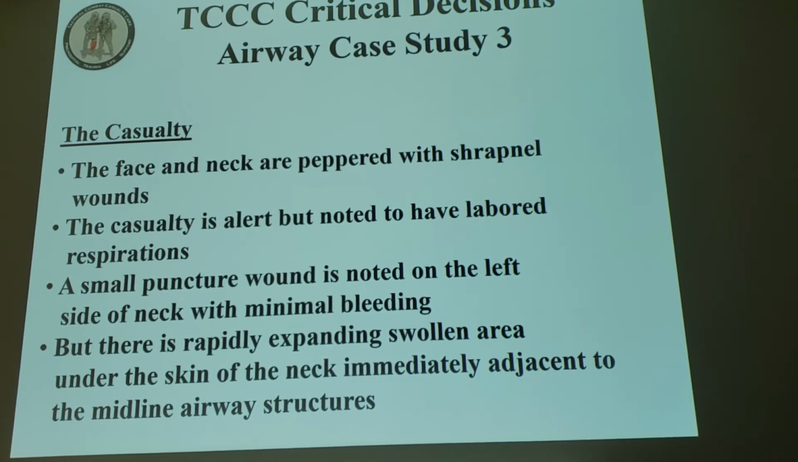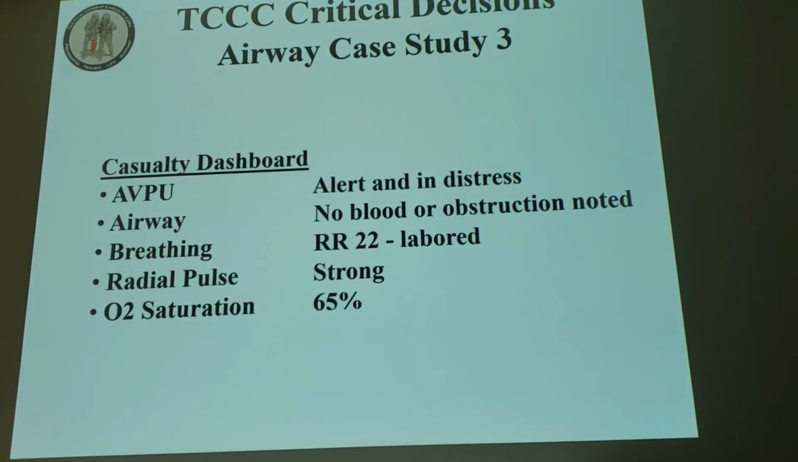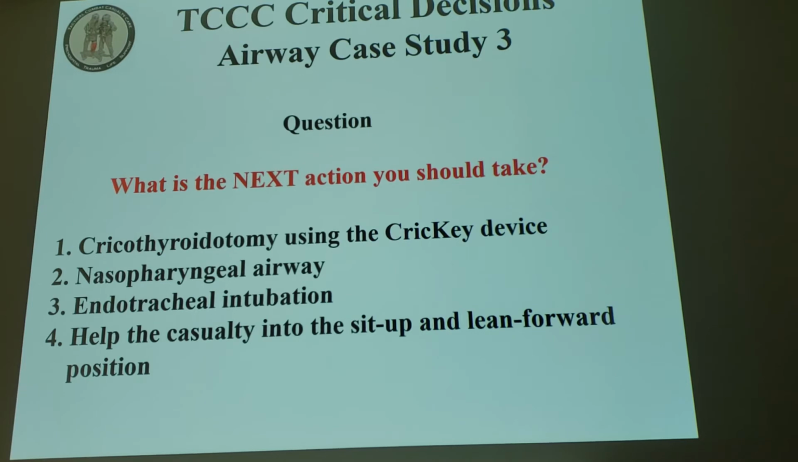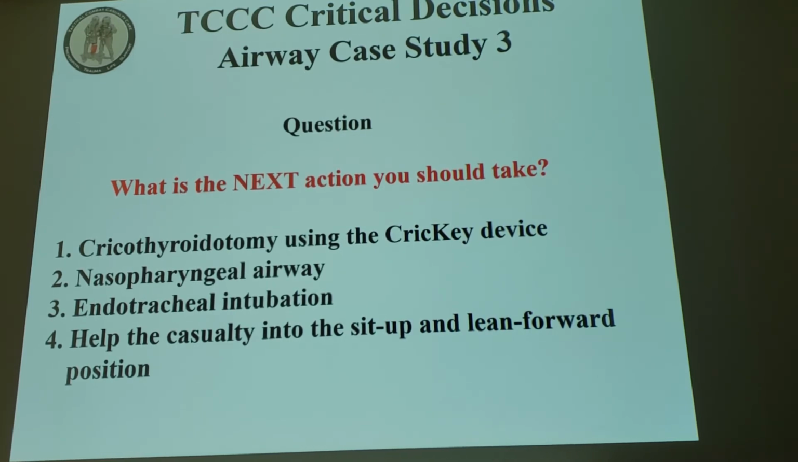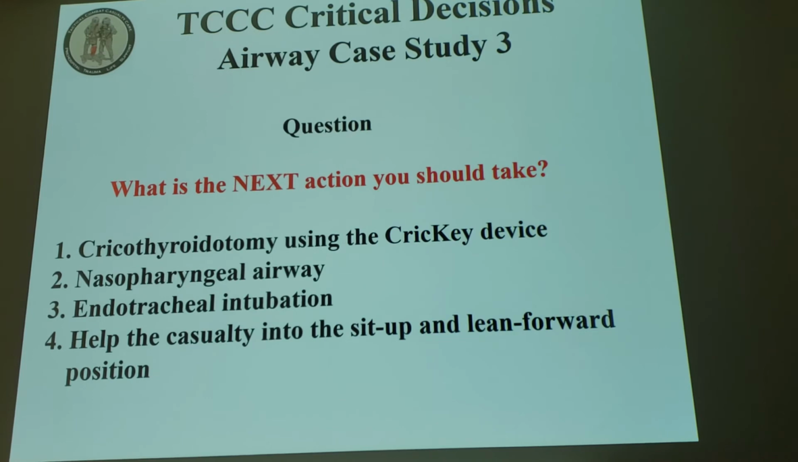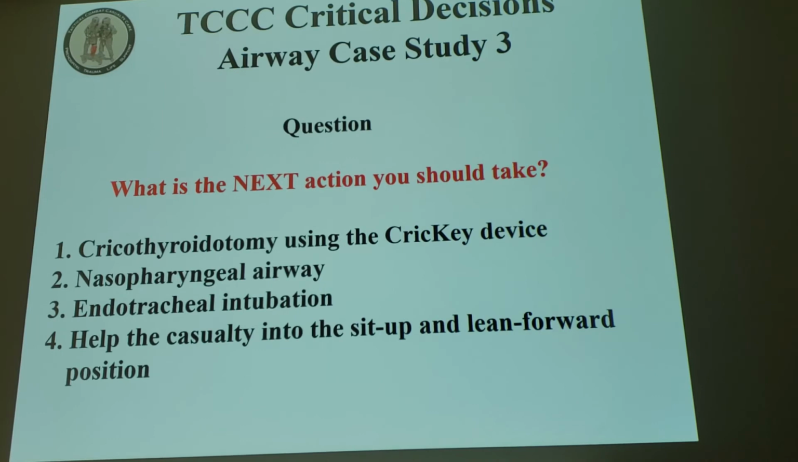The expanding swollen area in the neck. And labored respirations. Okay, let's see what we're gonna do. Options: crike the patient using a crike key device, nasopharyngeal airway, endotracheal intubation, or help the casualty into a sit up and lean forward position. You're not helping us out much here. Crike, NPA, endotracheal tube, or help the casualty sit up and lean forward.